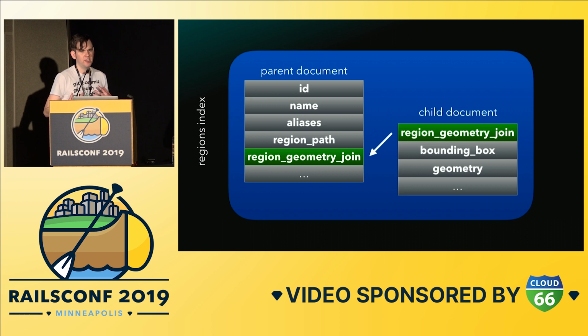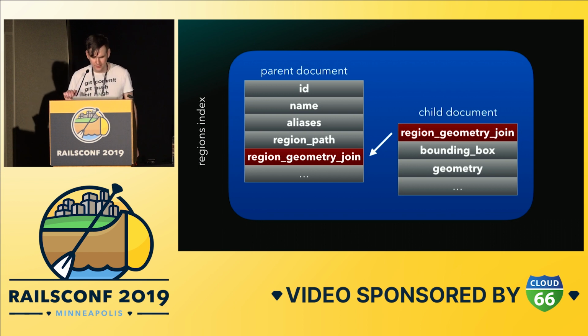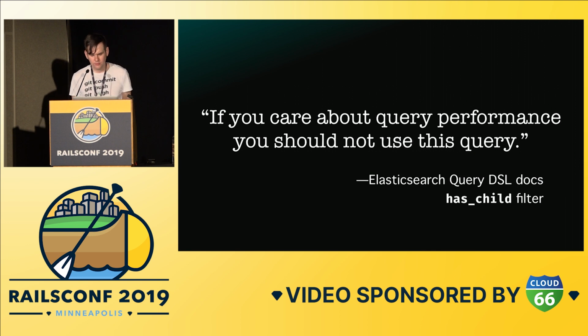You could express a query that was like, find a region that has a child document that has a geometry that matches my coordinate. It's not the nicest code to write. If anyone's worked with the Elasticsearch DSL, you get these super deep nested structures. So the Ruby wasn't great, but it worked. Or did it? As the kids say, yikes.